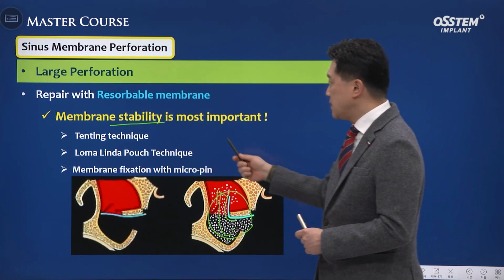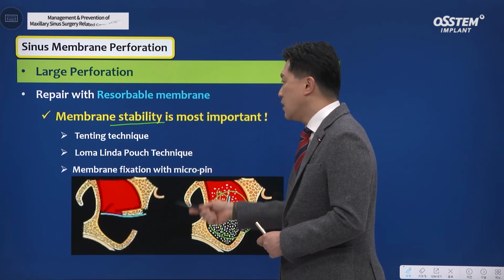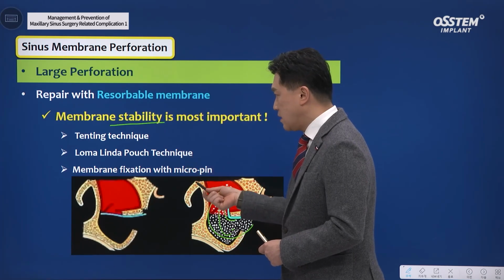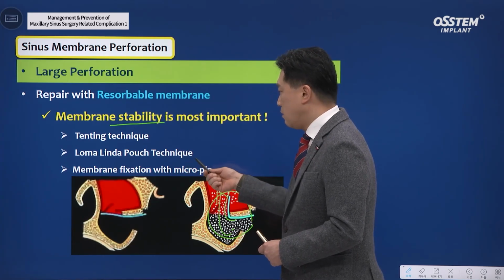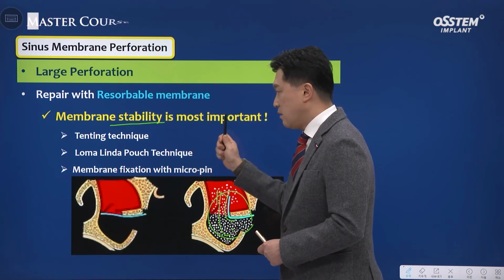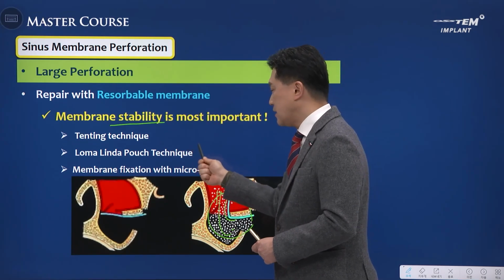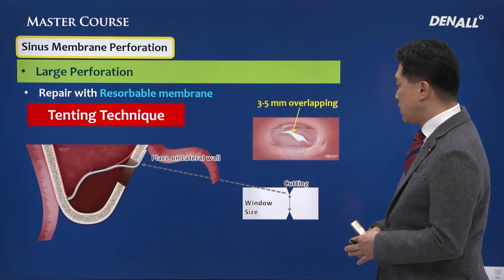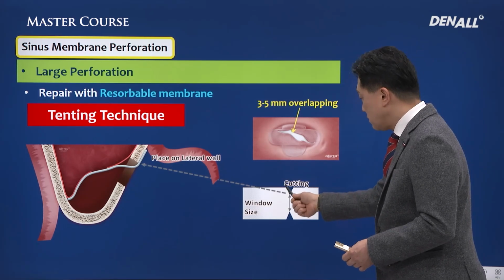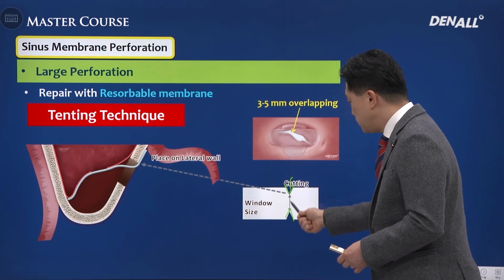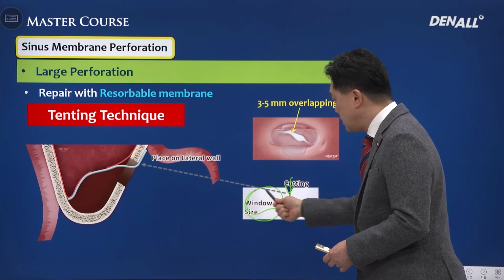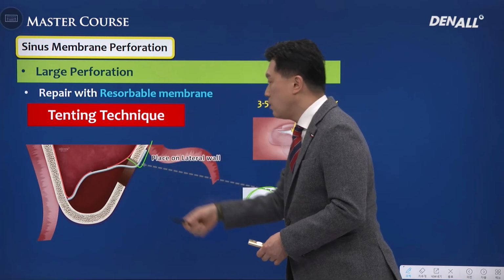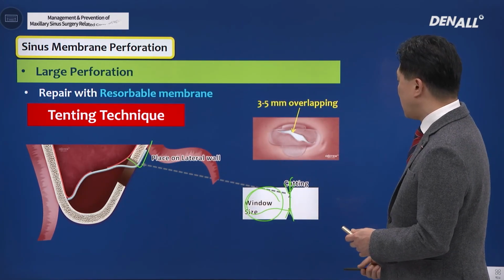The most frequently used repair method is the tenting technique. There's the Loma Linda pouch technique and membrane fixation using micropin. In the case of the Loma Linda pouch technique, you will not be able to place the implant at the same time. That is the downside. The tenting technique is used most frequently. A hinge is made as shown. You cut it, and this side goes into the sinus, and on the other side, it is placed like this. This is the way it's used.